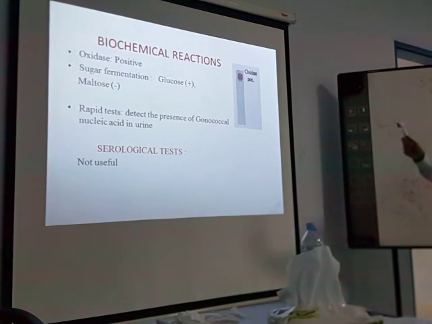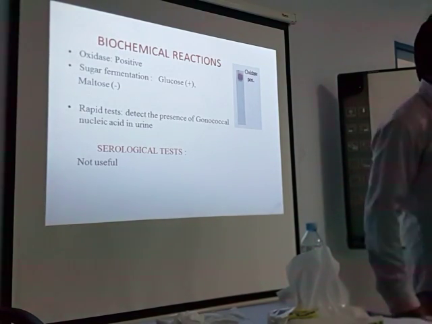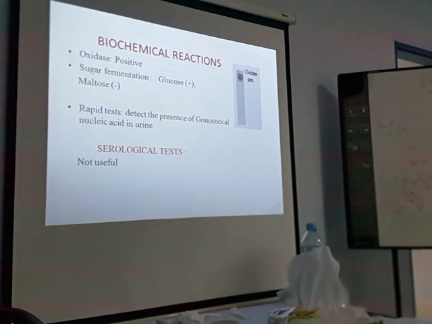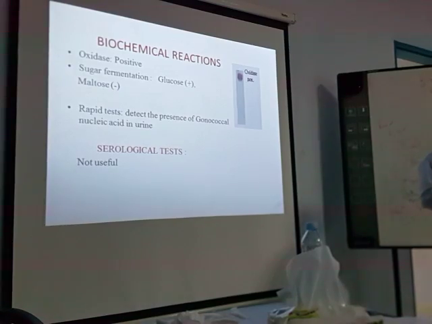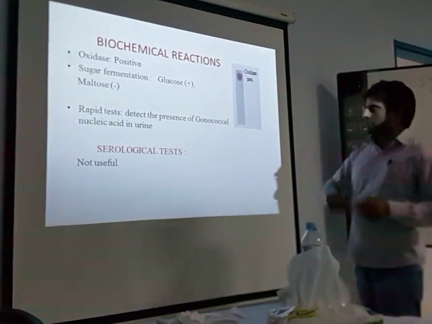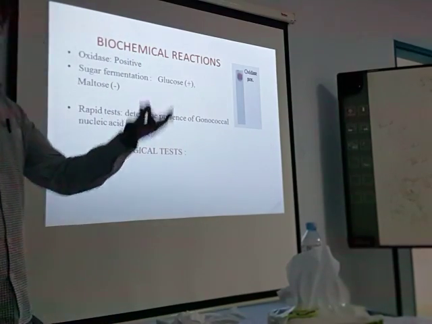So this bacteria, Neisseria gonorrhoeae, grows on sugar, it eats glucose, correct? And if we use another sugar, maltose, it will not. Another is the rapid test for nucleic acids present in the urine. We can also go for PCR reactions. Serological tests are not useful because, as you will see in a lecture, this microbe remains inside the cells.